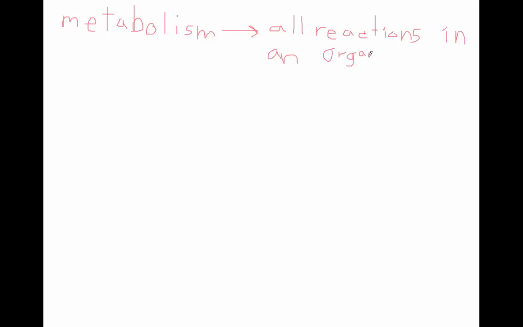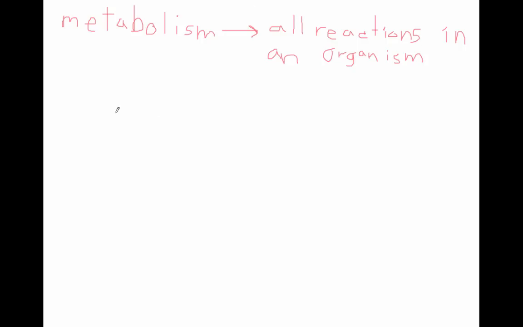So let's come up with a working definition for metabolism. And we can call this all chemical reactions within an organism. Now, when we look at these reactions, we can define them a little bit better. We can define them as either catabolic reactions, which is the breaking down of molecules, or an anabolic reaction, which is the building up of a molecule.